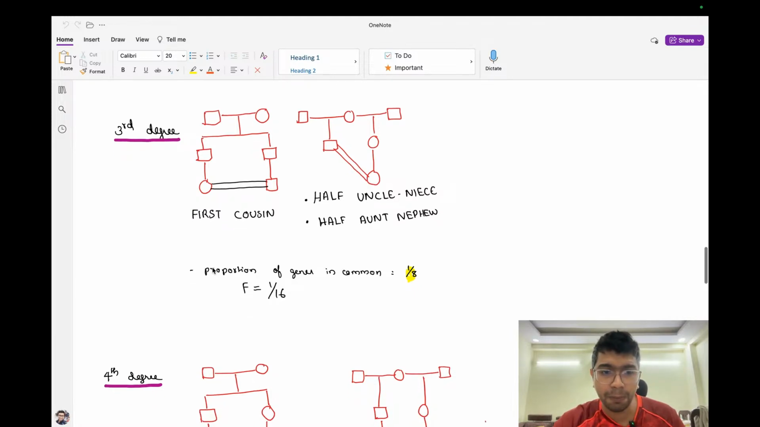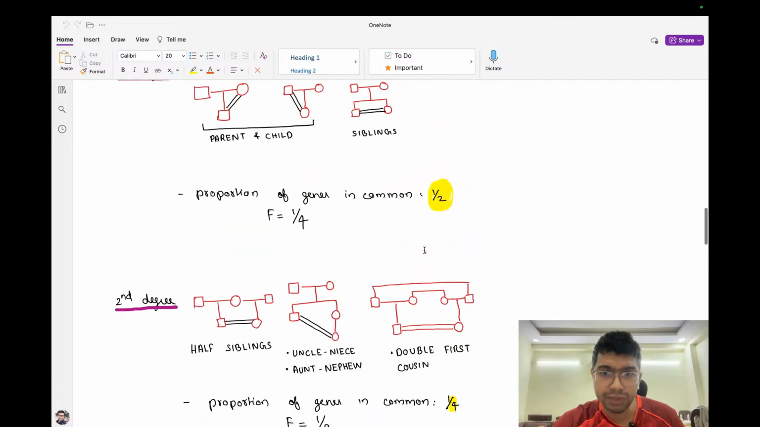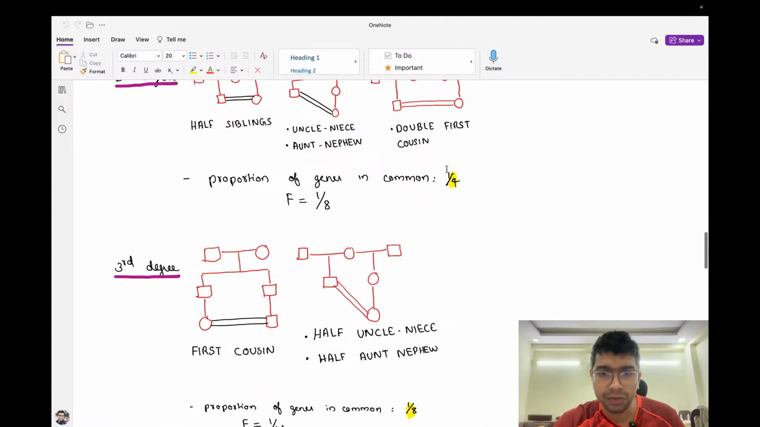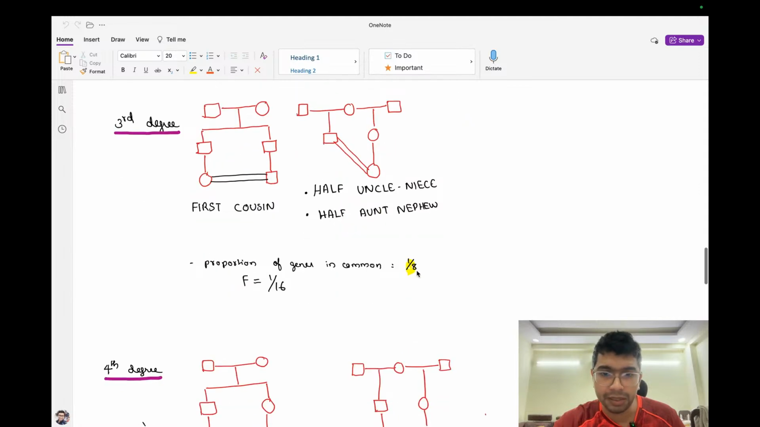So in this, the proportion of genes in common is 1/8. So as we go from one pedigree to another, the proportion of genes in common decreases by half. So in first degree it was 1/2, second degree it was 1/4, third degree is 1/8. So F, that is the inbreeding coefficient, will be half of 1/8, that is 1/16.